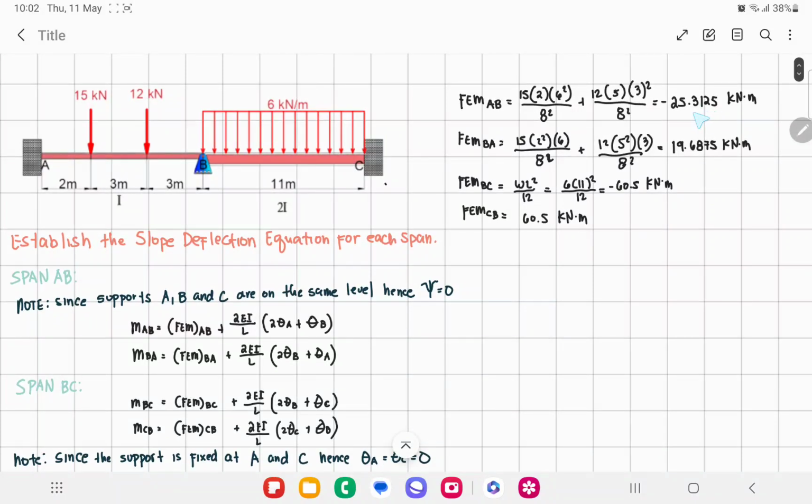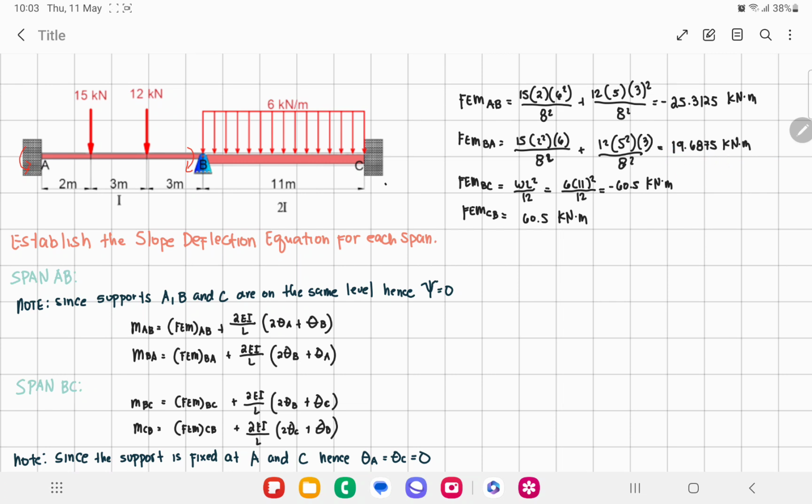Okay, negative 25.3125, since ang assumption natin dyan is that the moment at AB is counterclockwise. Okay, so clockwise positive, counterclockwise negative. And then we have this fixed-ended moment at BA. So, 15 na concentrated load. Tapos, yung a naman natin squared. Okay? And then b all over the total length squared plus ganun rin sa kabila, which is the 12 kilonewton load. And ganun lang din. And then, we will arrive with this answer.